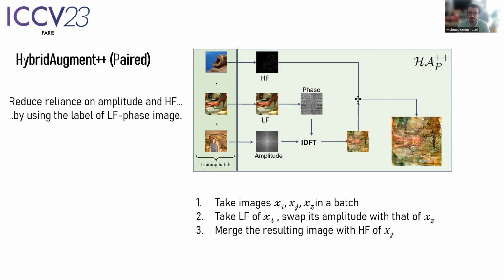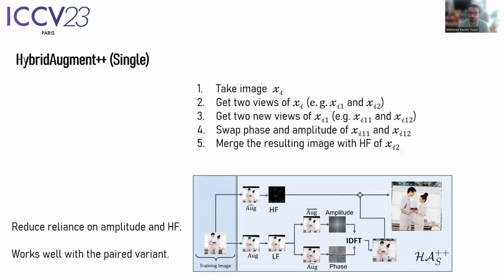Here, we take three images in a batch, take the low frequency of the first, swap its amplitude with the second, and finally merge the resulting image with the high frequency of the third image. The singles variant does the same thing, but uses three novel augmented views of the input image.